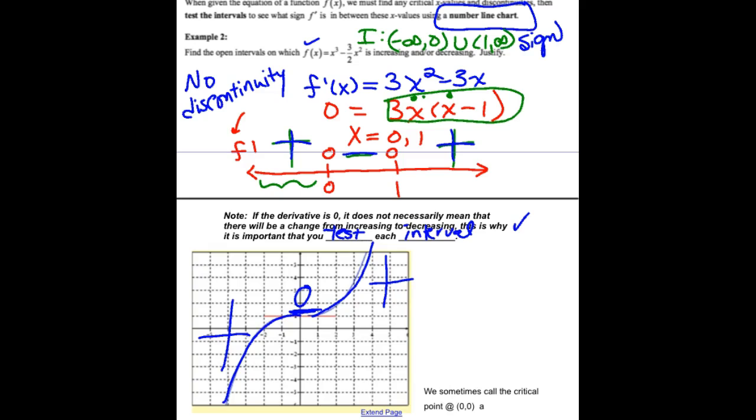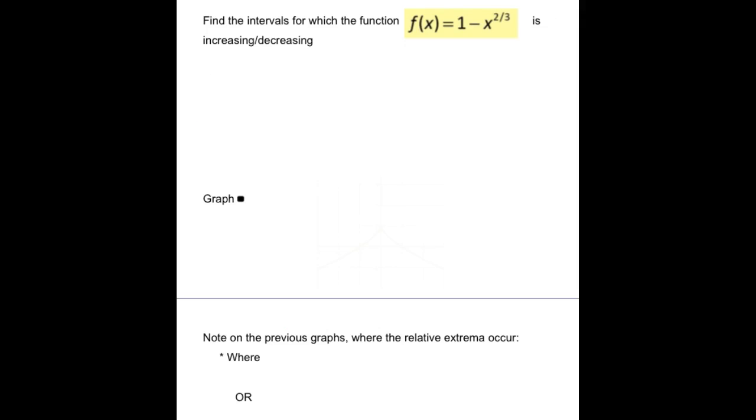That is called, it gets a name. Sometimes it's called a saddle point, and sometimes it's called a plateau. What you really need to know, though, is it doesn't always change sign at a critical value. You have to run a test. So on the next page, let's go take a look at what we've got going here.